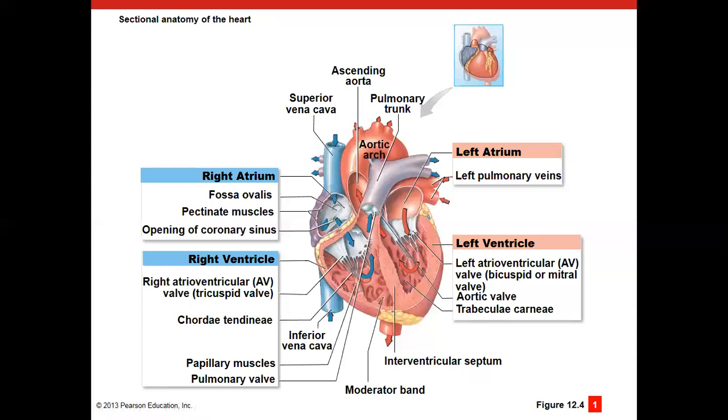What else do I want to say here? I think that's kind of it. Oh, the valves.